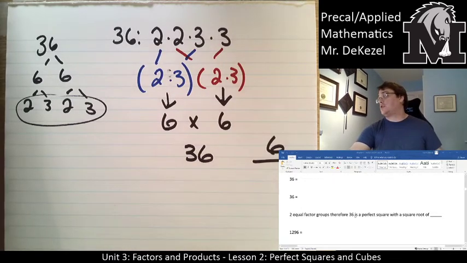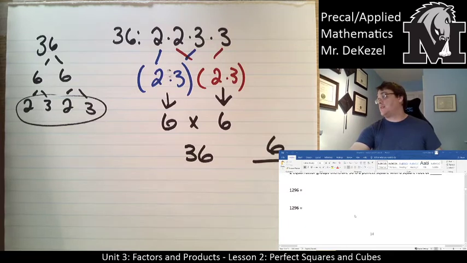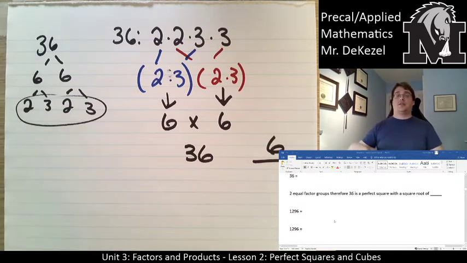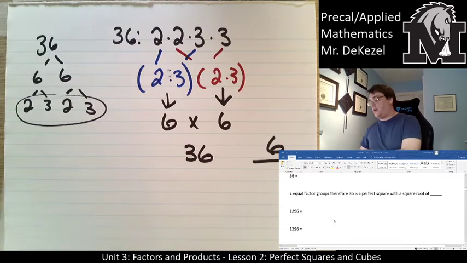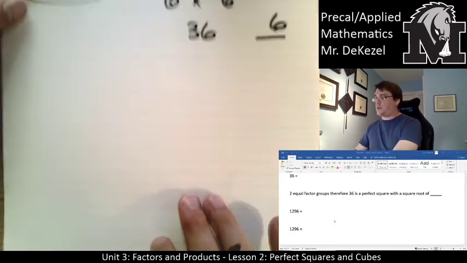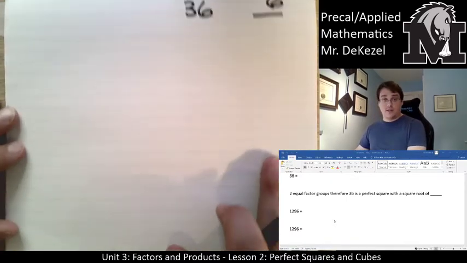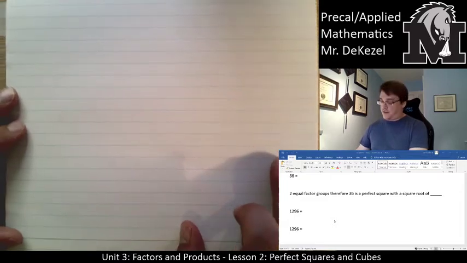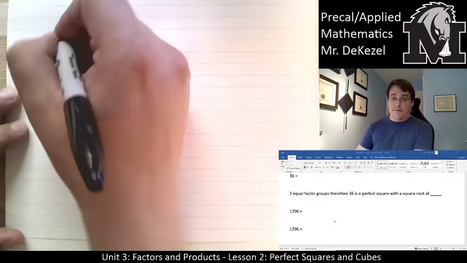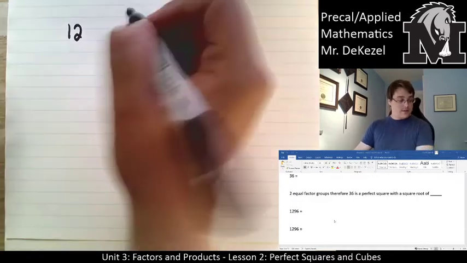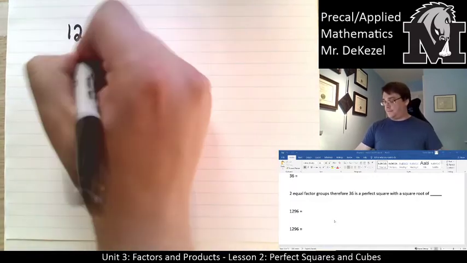Let's do a larger number. And the sentence that we need to fill in for this one is actually on the next page, just so you're aware. But let's do 1296. The first thing we need to do is make a factor tree so that we can find the prime factors of 1296. So let's do that.